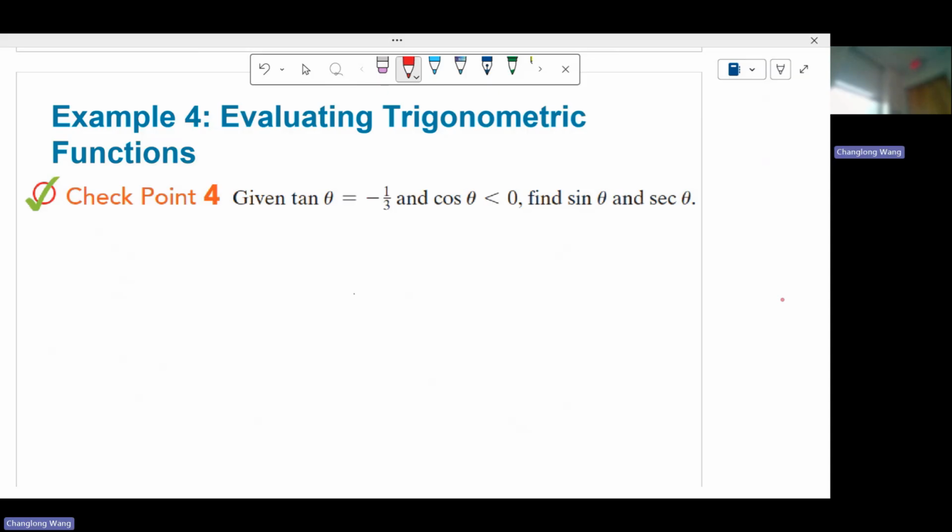Yeah, somehow they choose not to give you the point, right? But if you need the point, maybe take some educated guess, like what kind of x, y coordinates it must have, such that tangent theta is -1/3. And don't forget cosine theta has to be negative.